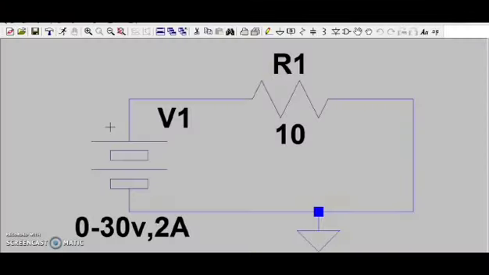Burning of resistors. This is the schematic circuit which we have considered for this experiment. We have considered a resistance of 10 ohms and a variable voltage source of 0 to 30 volts. Resistors are usually designed or manufactured in certain resistance values and power dissipation values.